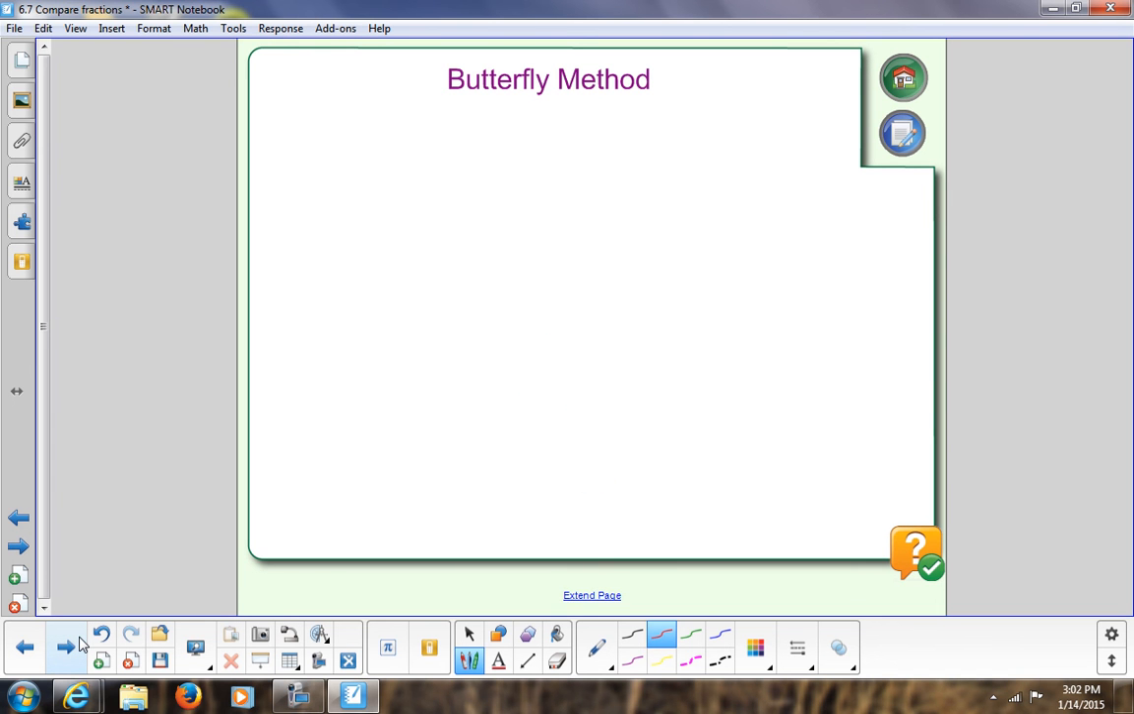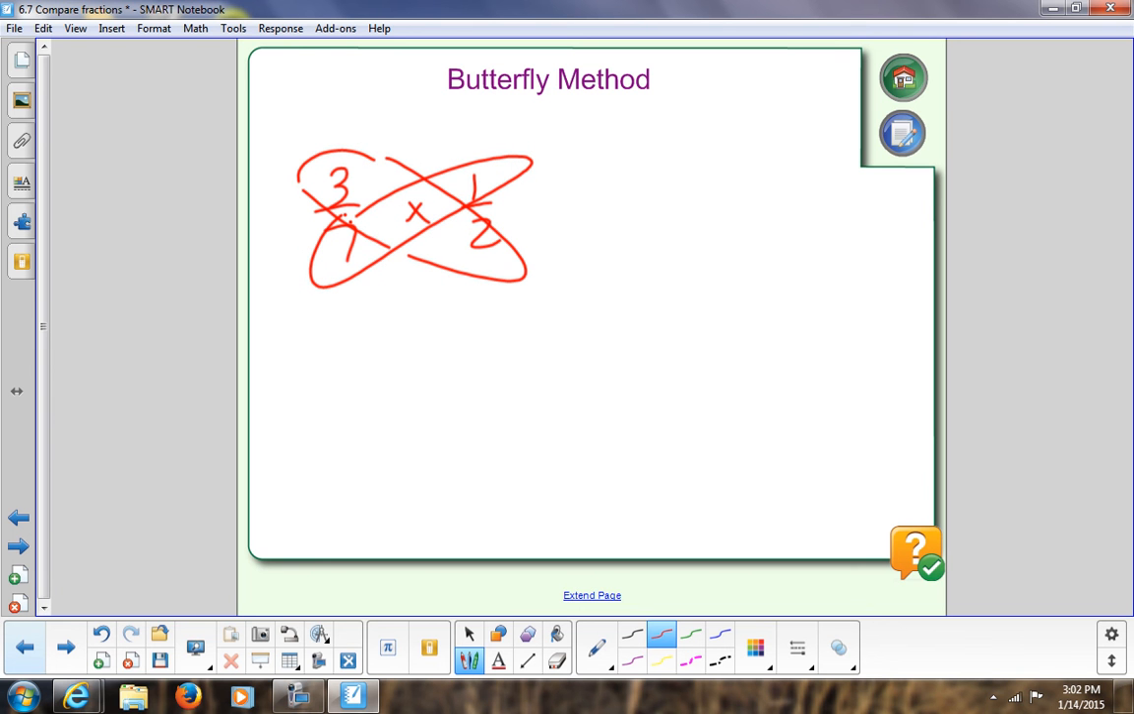All right, butterfly method. You all know the butterfly method. Let's say we have 3/7 and 1/2. Circle, multiply up. 3 times 2 is 6. 1 times 7 is 7. 7 is bigger than 6, so 1/2 is bigger than 3/7. By far the easiest way to do that.